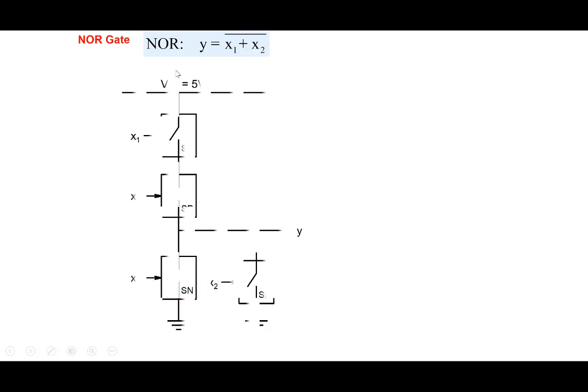So for a NOR gate, you can see that if I take these two SN switches and connect them in parallel, because it's a plus operation, meaning that one of these switches has to be on in order to connect Y to the ground here.